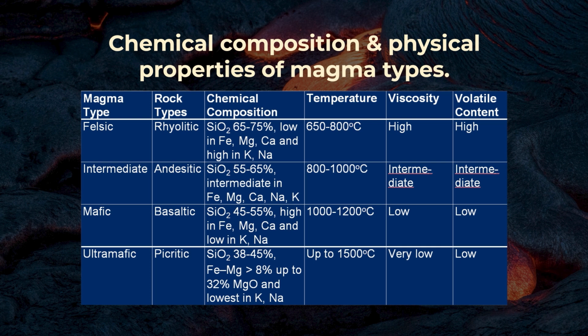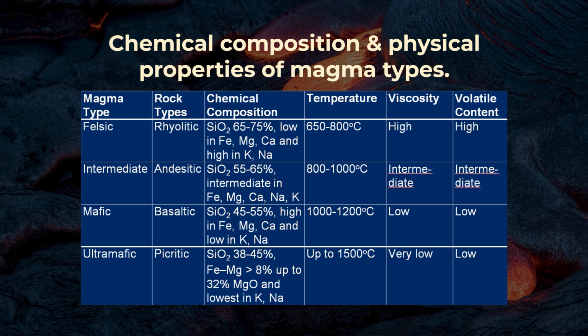are intermediate. Mafic, that is basaltic, has silica between 45 to 55%. It has high iron, magnesium, calcium and low potassium and sodium, and temperature ranges between 1000 to 1200 degrees centigrade. It has low viscosity and low volatile content.